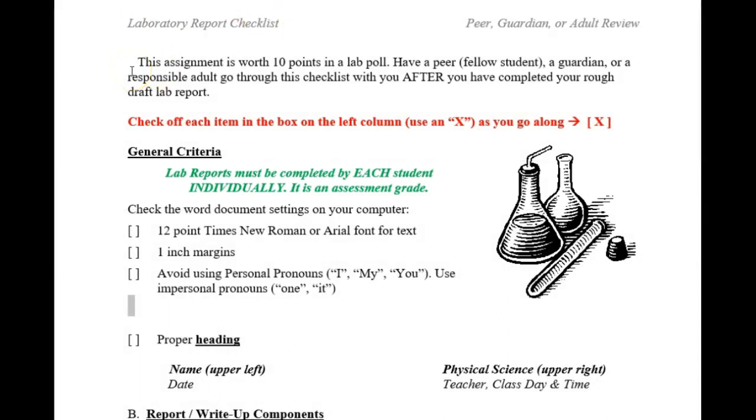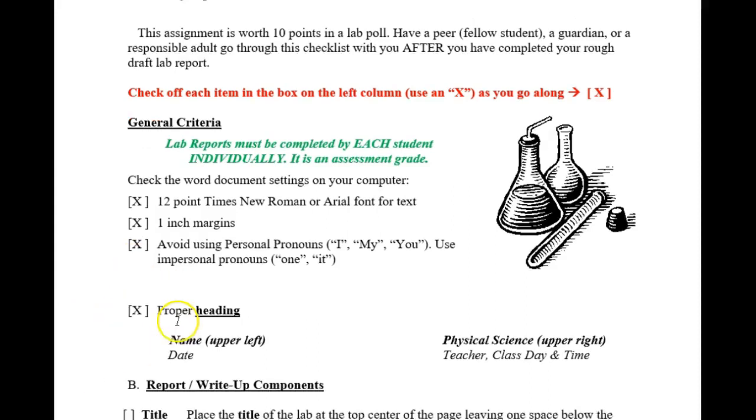This is the assignment that's worth 10 points in the poll that you're going to have. The instructions are simple. You're going to go through your rough draft that you made with this checklist, and you're going to check off everything as you go. So first of all, did you put it in 12 font and Times New Roman or Arial font? Do you have 1-inch margins? Avoid using personal pronouns like I, my, you. Do you have the proper heading, and so forth?